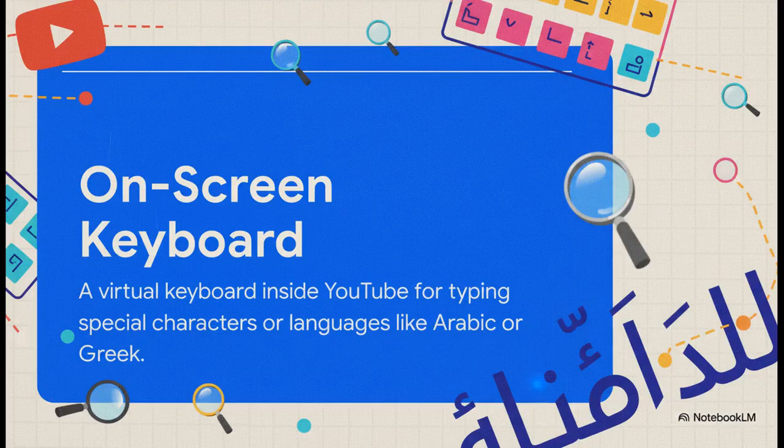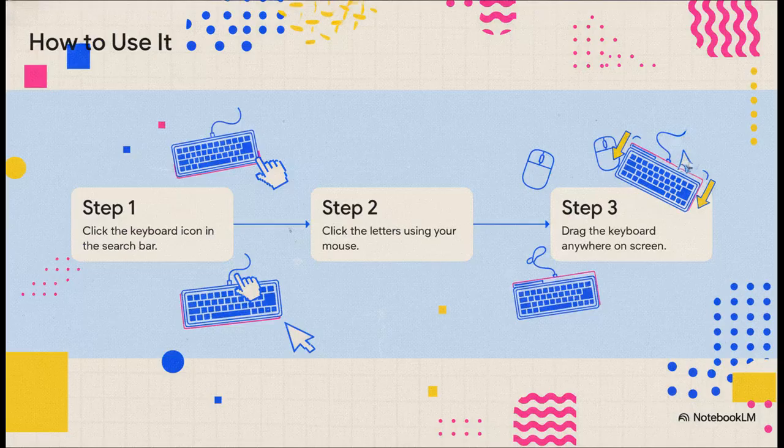Well, guess what? YouTube has a solution built right in. It's called the on-screen keyboard, and it's a virtual keyboard that just pops up in your browser. It lets you type in all sorts of different languages or add special characters. So if you wanted to search for the Arabic word for education, which is ta'lim, you can just click the letters right on your screen. So cool.